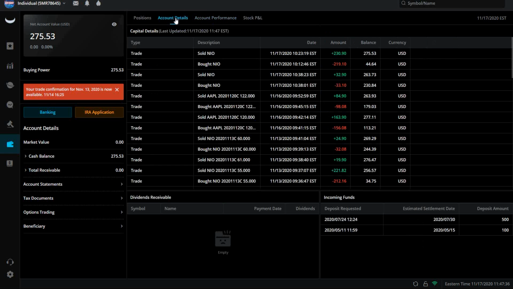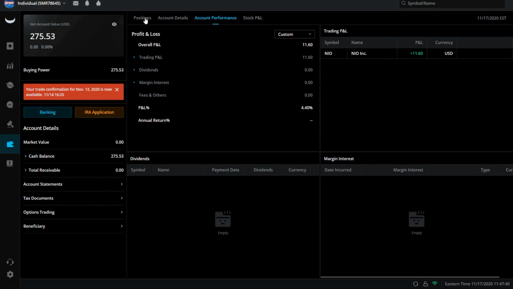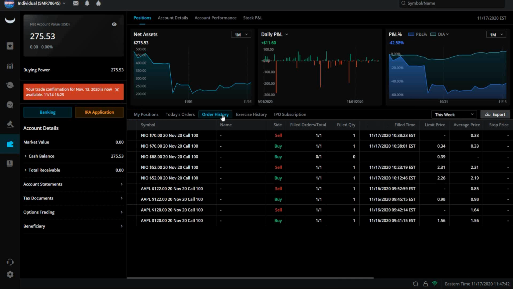So account details. 2.19, and I got filled at 2.31, just where I placed it. And I took one more trade and it broke even. I didn't record that one.